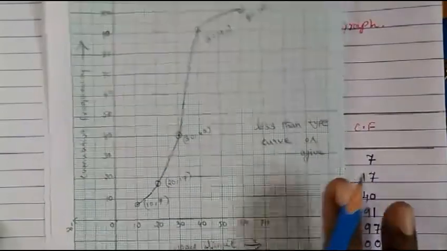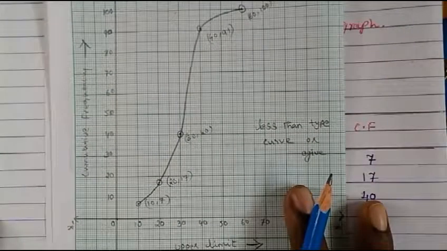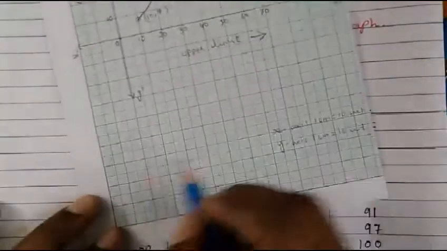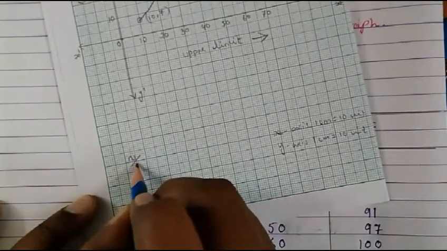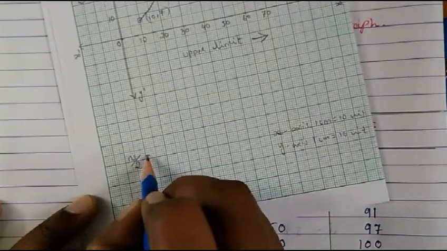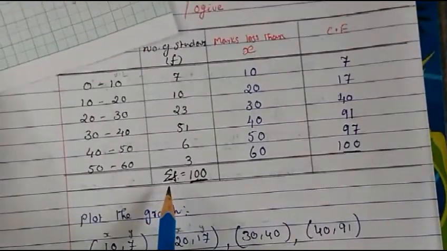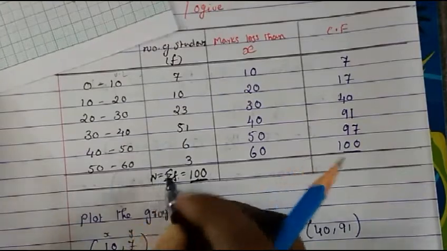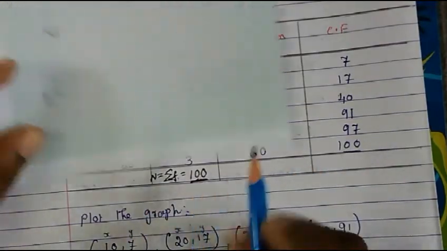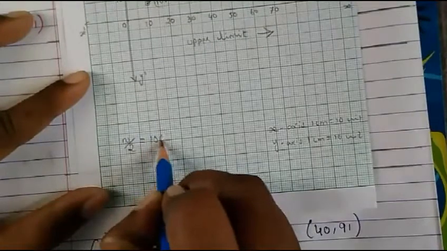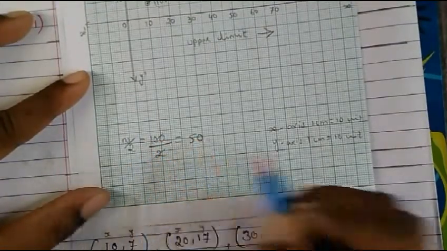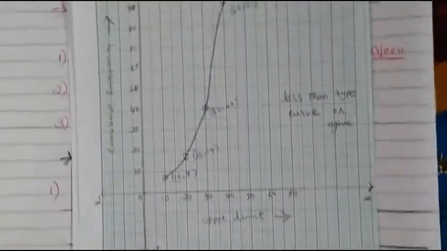Now after doing this, if they ask you to find the median, how will you find it? The median is N upon 2. Capital N is the sum of f, as you have studied. So capital N is 100, divided by 2. What will you get? 50. So find out where 50 is.